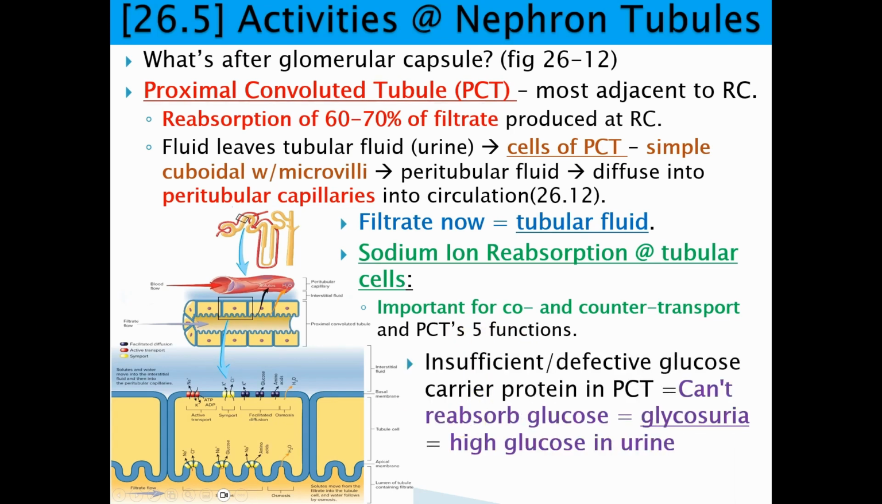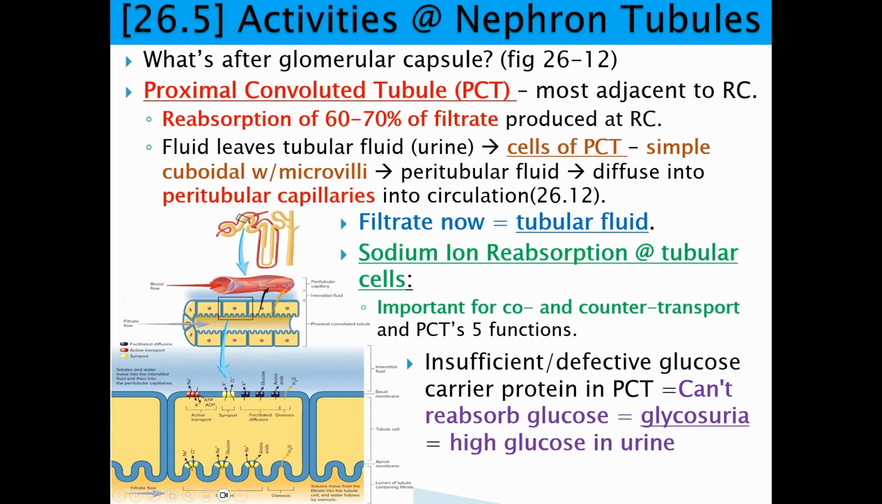Now, before we get into those 5 functions, just keep in mind that because these carriers are so important, if you have an inefficient or a defective glucose carrier in this region, understand that that means our body can't reabsorb the glucose. And if we don't reabsorb the glucose, that means that glucose stays inside the filtrate and inside the tubular fluid and eventually becomes urine. And that would be glycosuria. So know that that's high glucose in the urine.